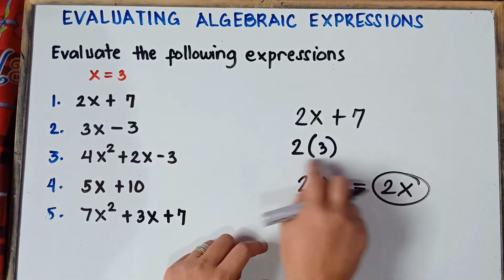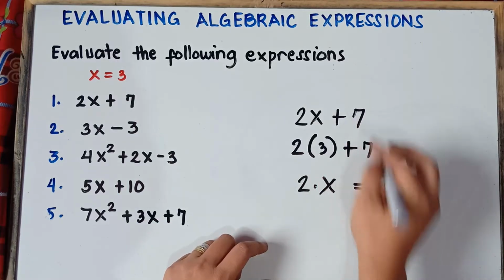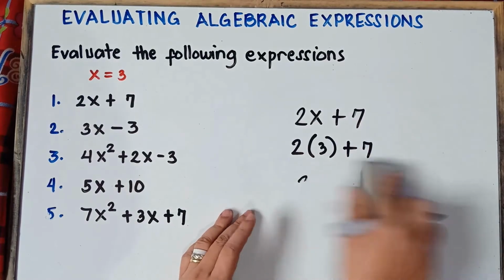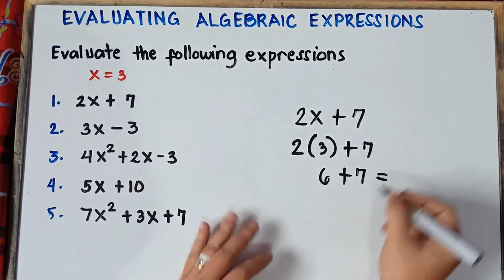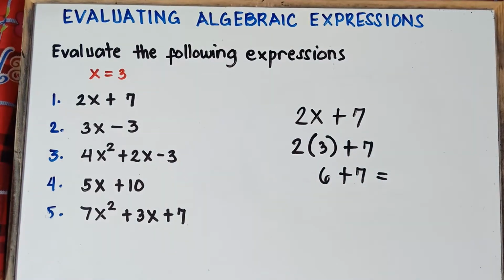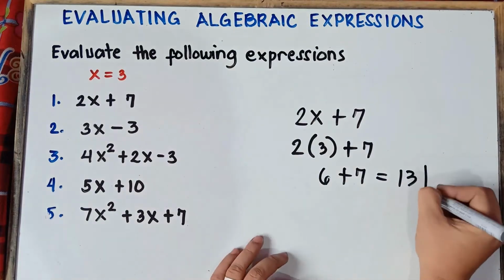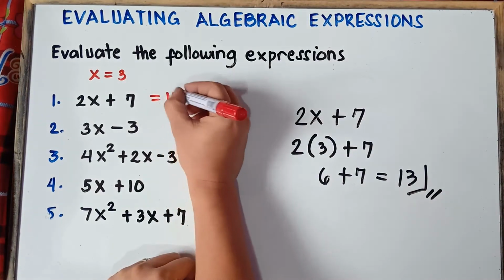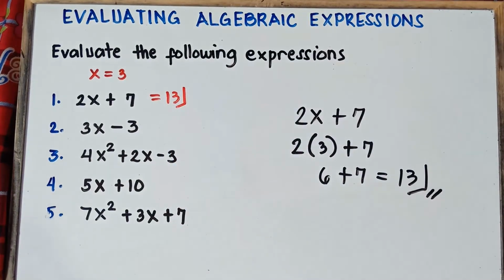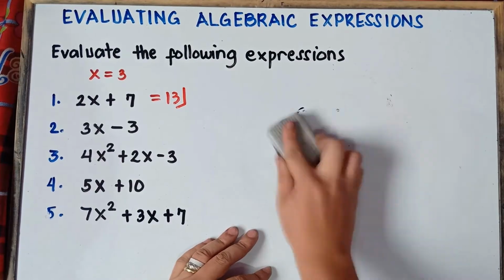So this will be 2 times 3 plus 7. Simply copy plus 7. Alright, and then 2 times 3, that is 6 plus 7. 6 plus 7, class. What's the answer, class? That's correct. That would be 13. That's it, class. That's the answer with regards to example number 1. Very easy, right? So this is 13.